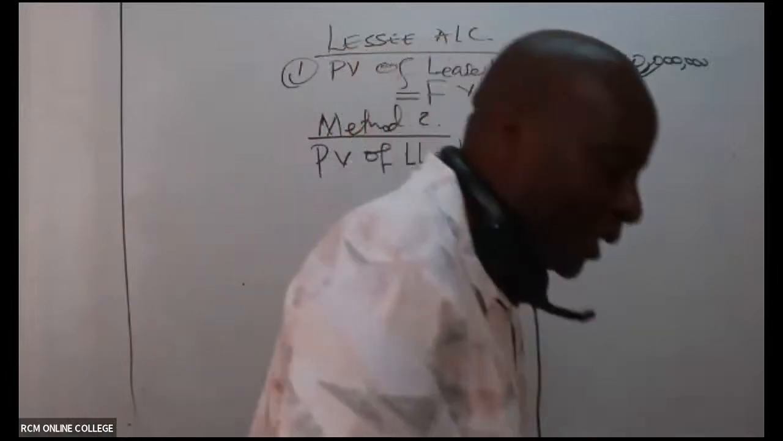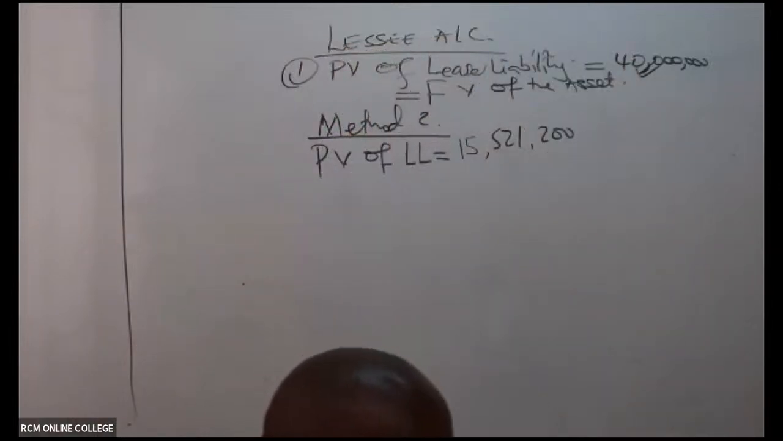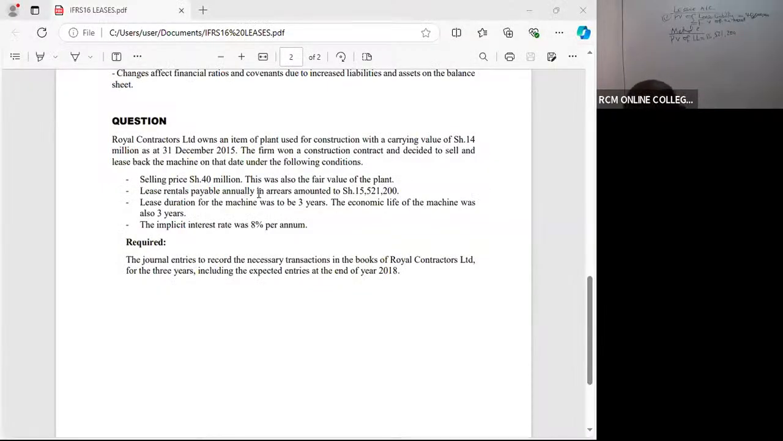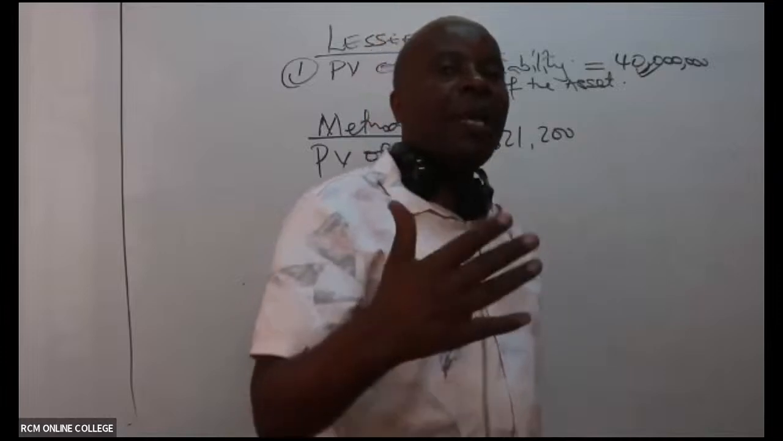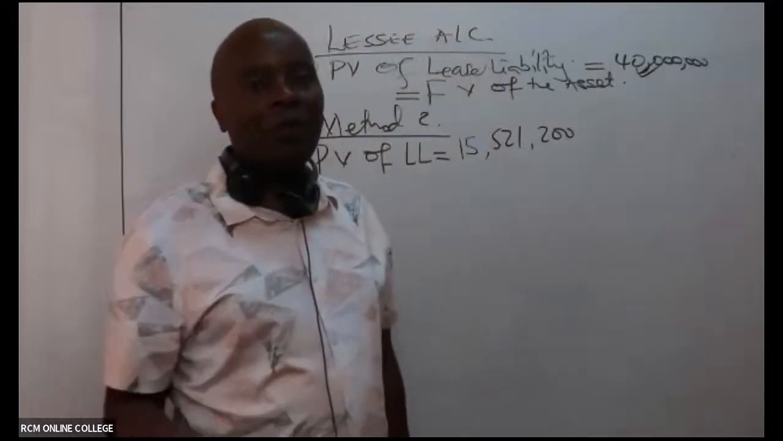What they have told us is that this lease rental will be paid at the end of each year. They have told us here, lease rentals payable annually in arrears. They are payable annually, but in arrears, amounted to 15,521,200. So an amount paid in arrears means that it is paid at the end of the year.